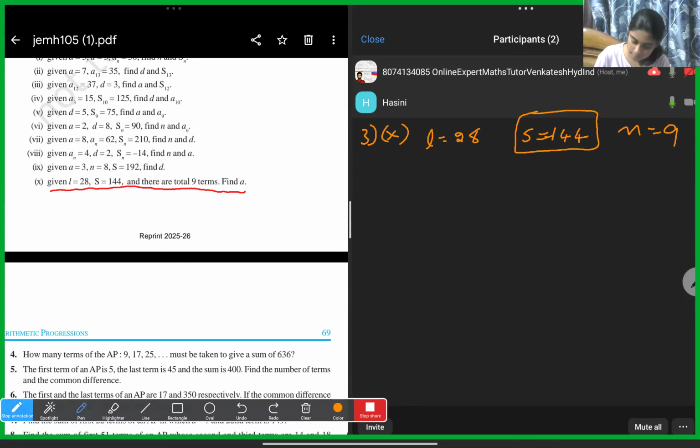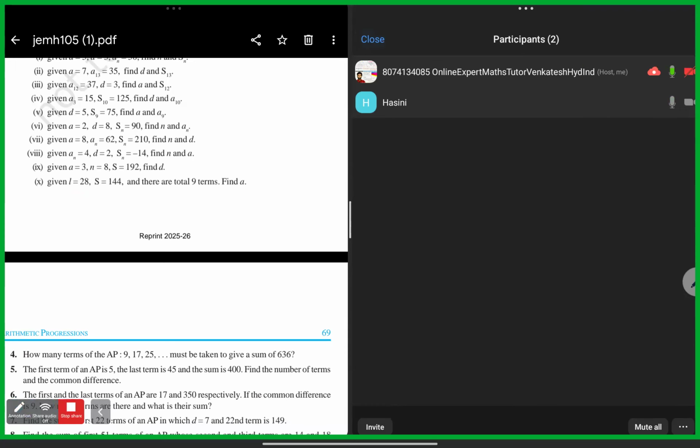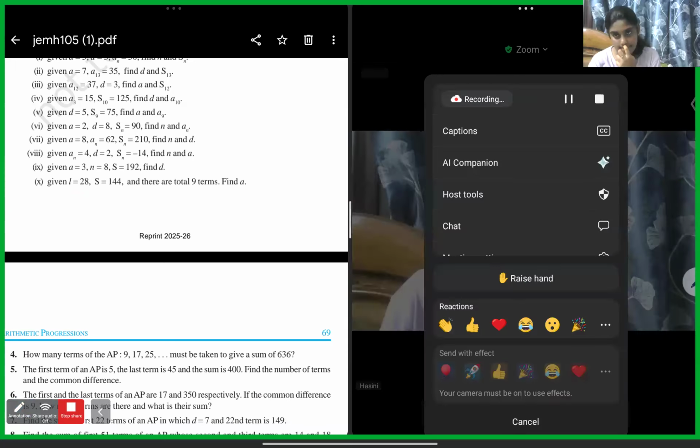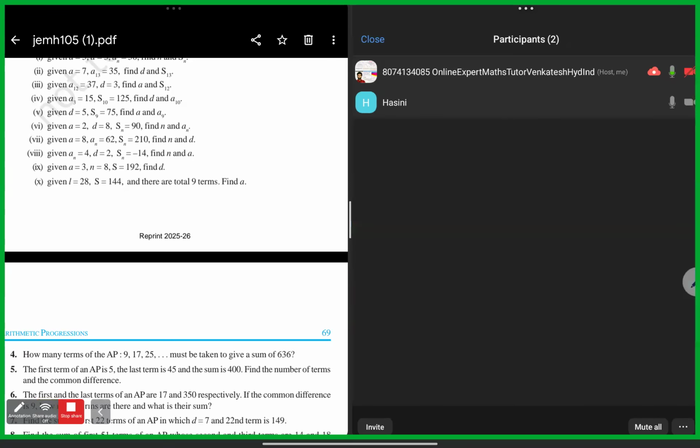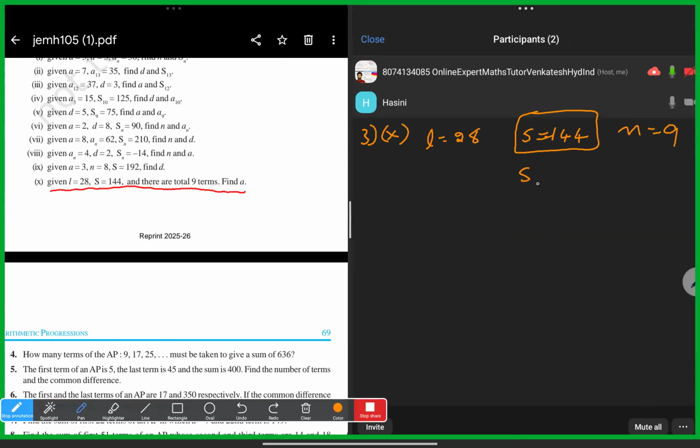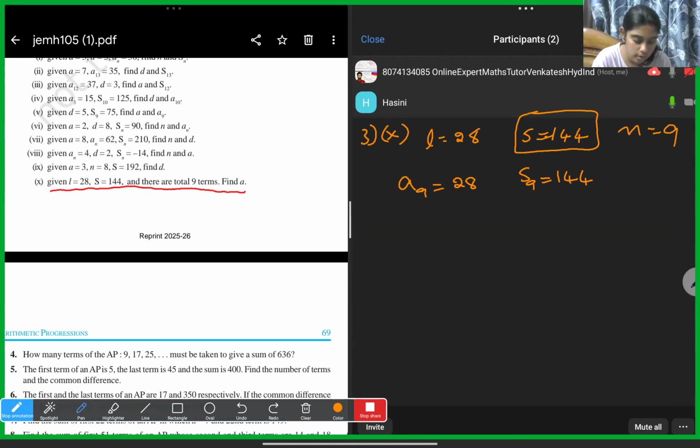And we have one more thing, Hasni. Here they even mentioned the last term is 28. So here n is given as 9, meaning S9 is 144 indirectly. The last term L is what now? A9 is given as 28, because the last term is 28 and n is 9. There are total 9 terms. So A9, the last term, is only 28. Yes, sir. So here we have the last term and S9, so we can use the second formula.